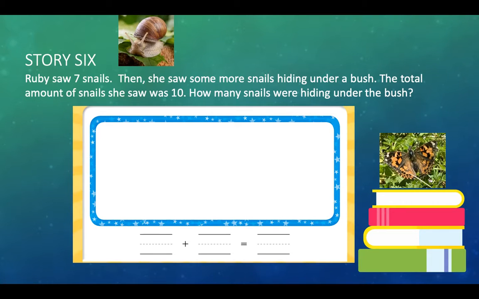Have extra time. Ruby saw 7 snails. Then she saw some more snails hiding under a bush. The total amount of snails she saw was 10. How many snails were hiding under the bush? Okay, she saw 7. Then she saw some more snails hiding under a bush. The total amount of snails was 10.